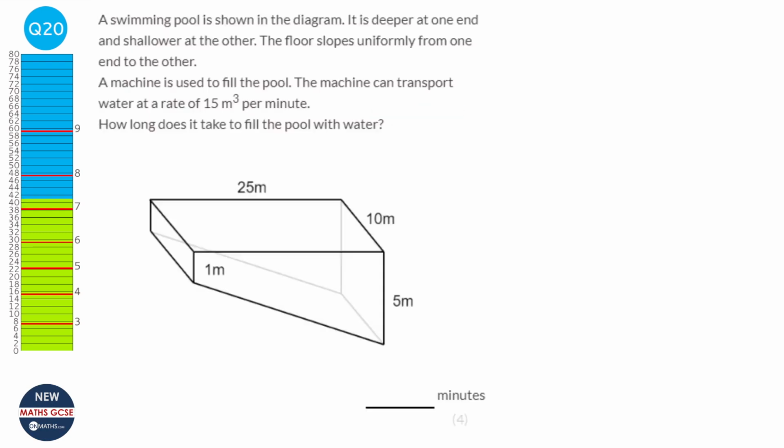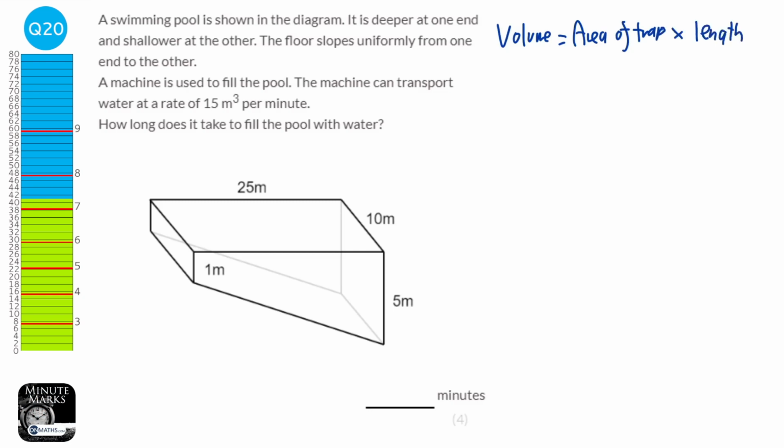First thing we need to do is work out the volume of this prism, and it's a trapezium based prism. So the volume will be the area of the cross section, or area of the trapezium, times the length, how 3D the prism is. So trapezium is half a plus b h and then times the length.